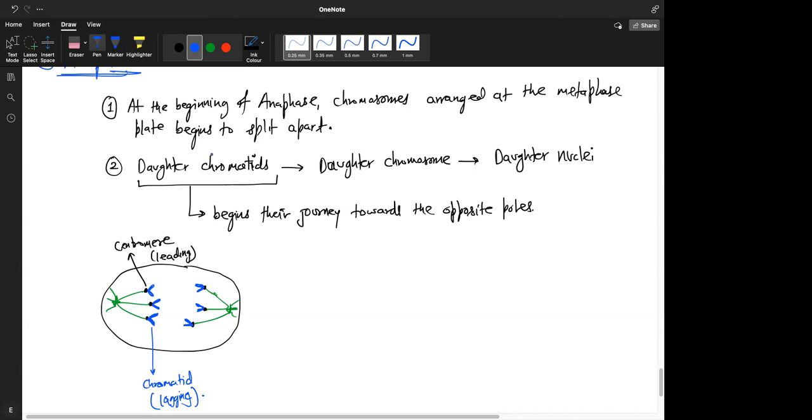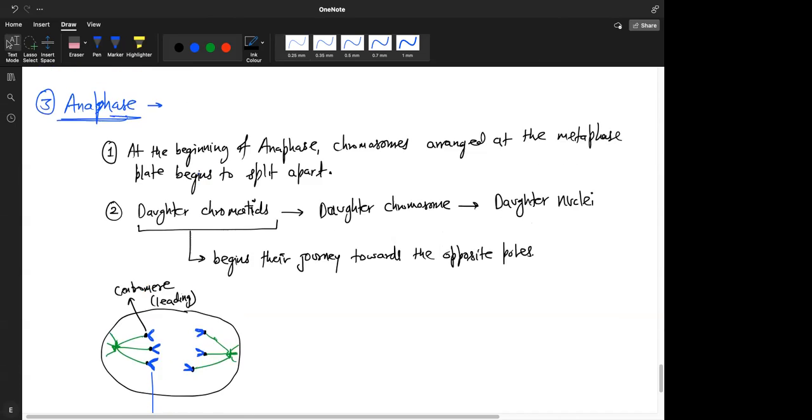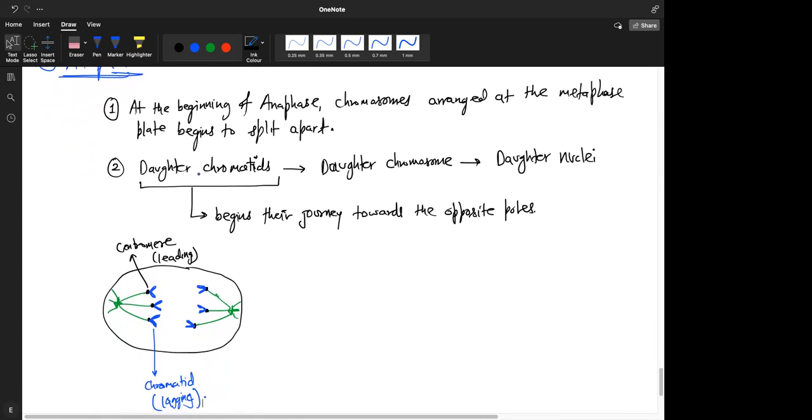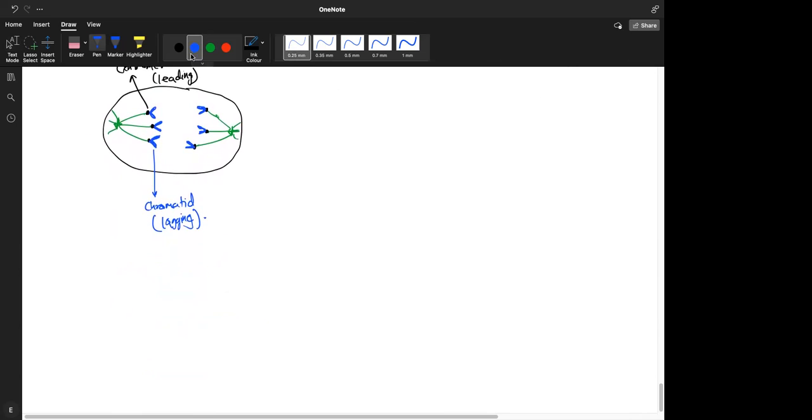So if I ask about the two features of anaphase, you just have to say one is centromere splits, chromatids separate, and then chromatids move towards opposite poles with centromere leading and the chromatids trailing. Clear? Yes. Yeah. Now, in the end, the last part of karyokinesis is telophase.